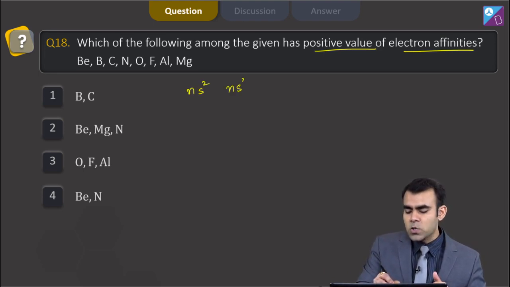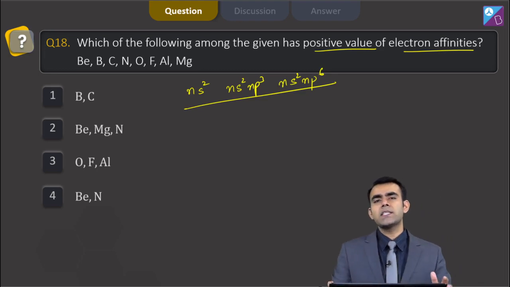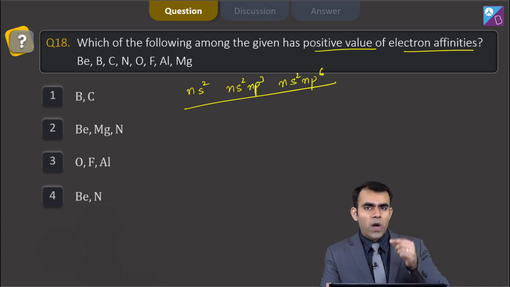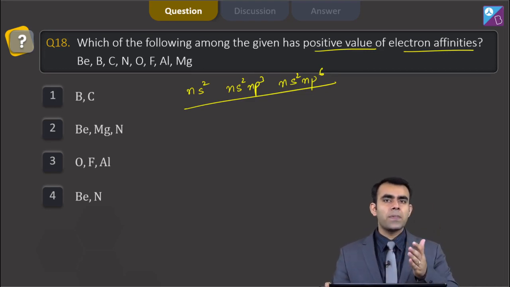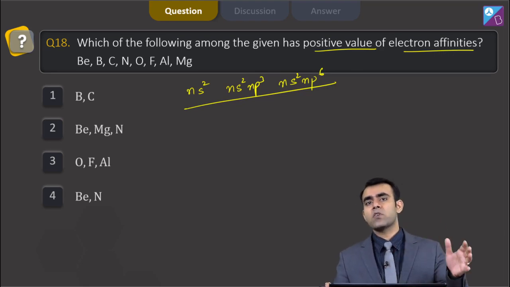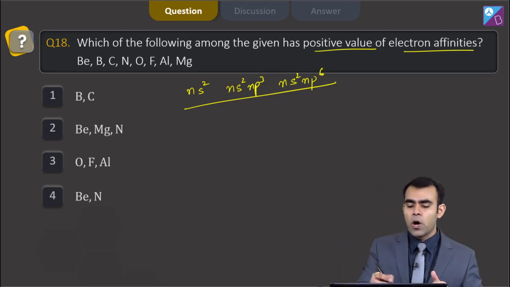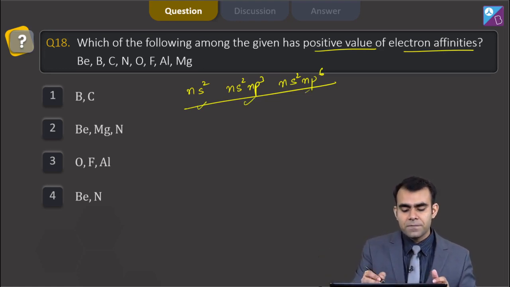Now if I take electron gain enthalpy, then the ns2 configuration, the ns2 np3 configuration and ns2 np6 configuration, these are basically the stable configurations, and in these configurations if I try to add that extra electron, I need to give energy, and in that case energy is not released. It means electron gain enthalpy for these configurations is basically positive. It means the electron affinities for these cases is negative. So positive value will be obtained for other atoms apart from these.